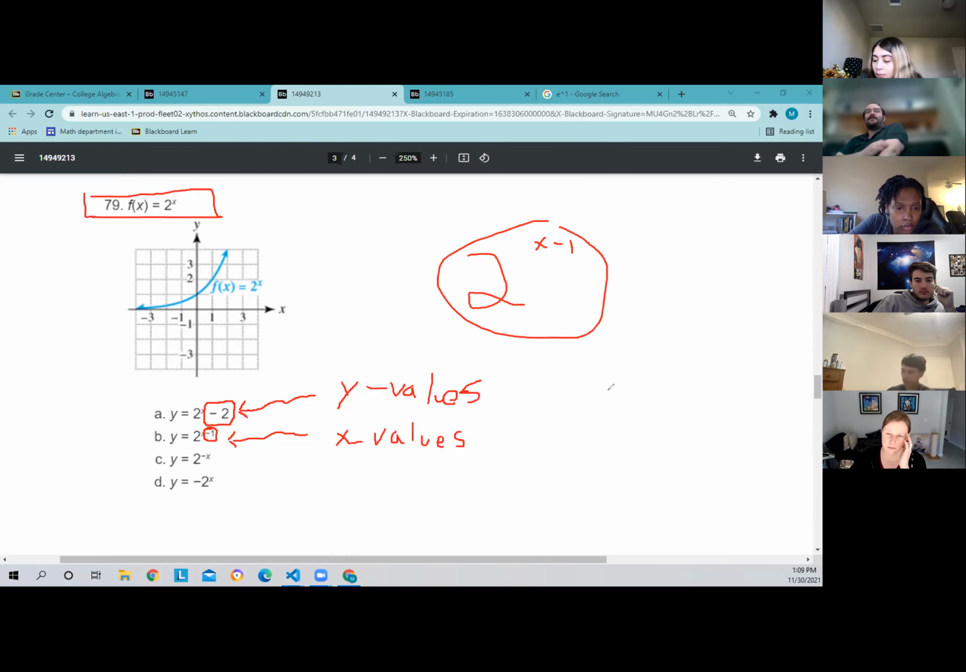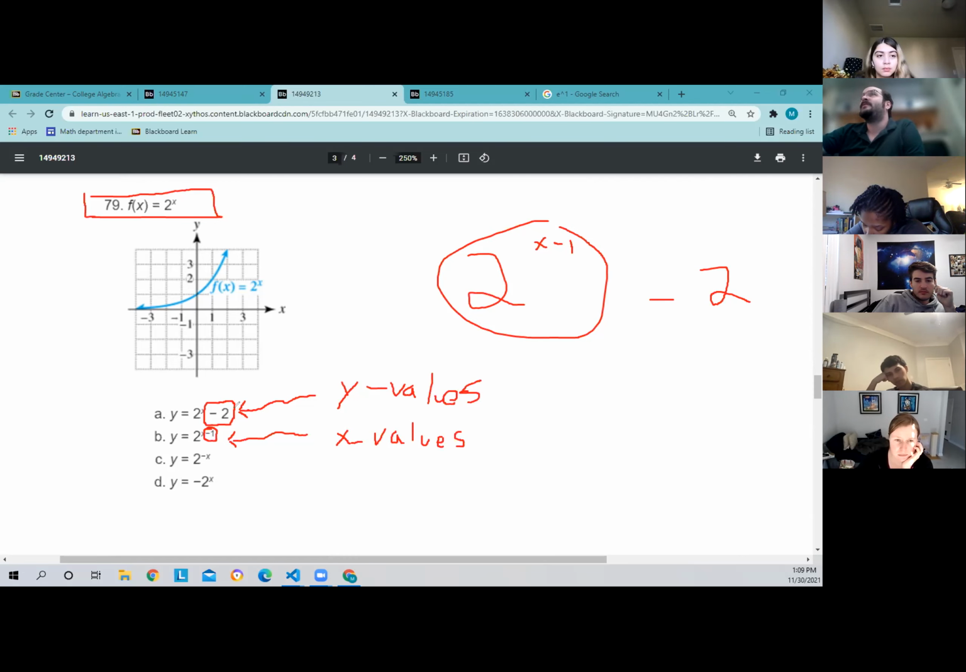So being able to see whether it's on the inside of that function or the outside, whether we're throwing it on the x up in here in the exponent, or whether we're doing it out here on the outside, that's going to determine whether it's affecting my x or my y values. So if I see my y values and I'm subtracting 2, what is that going to do to my y value? Would it make it go down 2? Down 2, exactly.